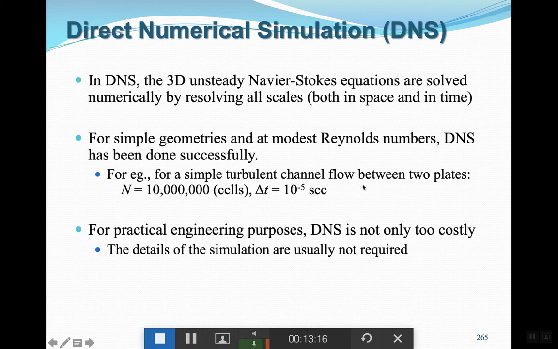For example, for a channel flow between 2 plates, very, very simple flow, it's around 10 million cells. Now you can see the enormous cost of doing DNS, and that's the reason everybody has turned into other methods, auxiliary equations, and RANS models, because it's practical, it's easy. I mean, easy considering DNS. It gives you good enough results that you can do whatever you want to do in your projects.